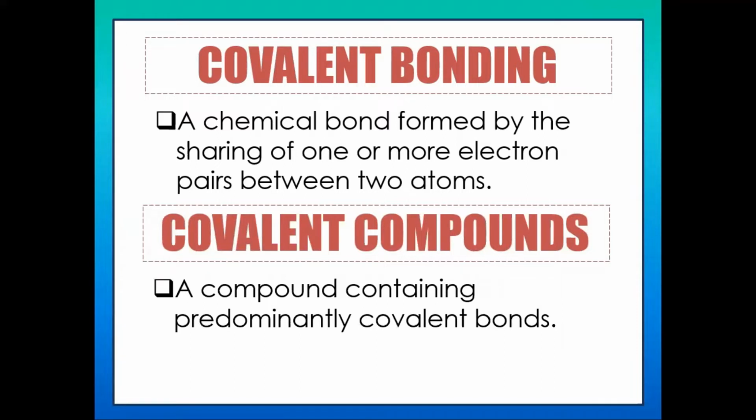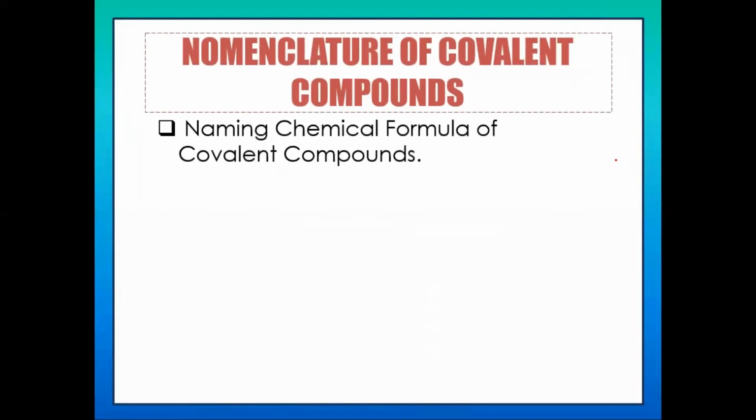Or to make it easier for you to remember what a covalent compound is, always remember that this is the product of the bonding happening between two non-metal elements. And the other term that you can actually use for covalent compounds is molecule. Now let's move on to the nomenclature procedures involved in covalent compounds. Now let's start with naming chemical formula of covalent compounds.